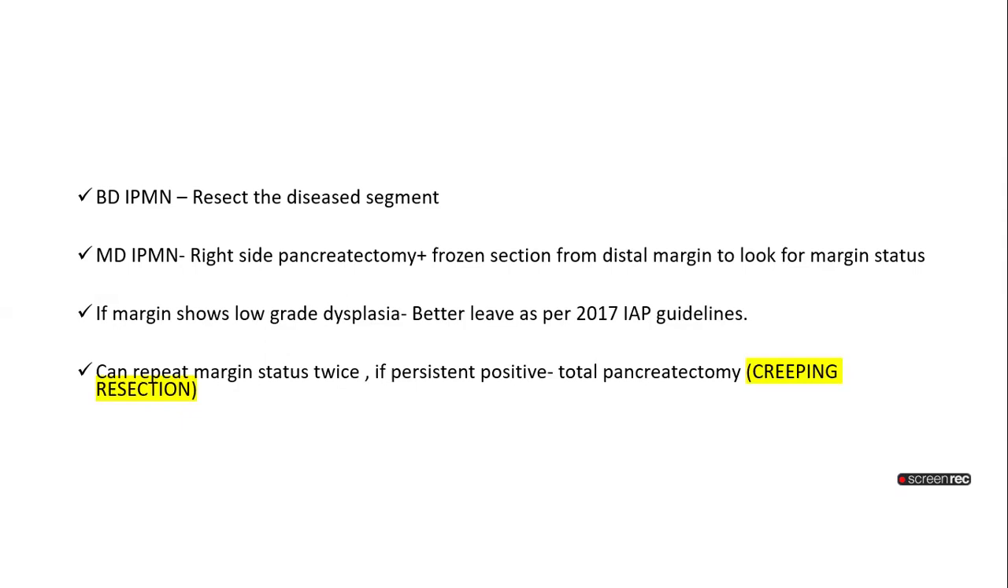So we can repeat the margin status twice intraoperatively if persistent positive margins are there. Otherwise, straight away we should go ahead with the total pancreatectomy. So if two frozen section margins are positive, showing high grade dysplasia or invasive tumor, go ahead with the total pancreatectomy. So without any doubt, that is the creeping resection, otherwise called a creeping resection.